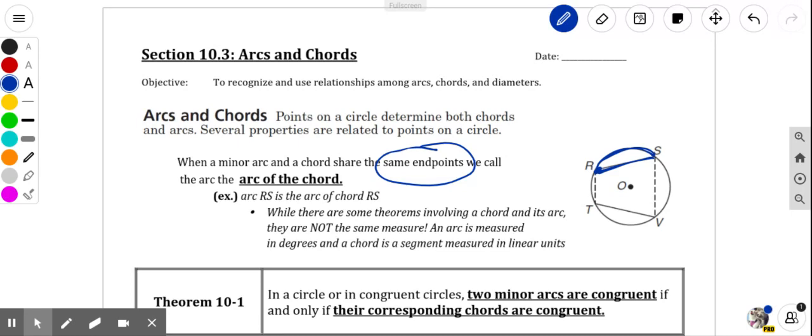They're not the same measure, which I explain in this little blurb right here. They're definitely not the same measure because this is a curve, usually measured in degrees, and this is a straight line. So they're never the same measure. But there are some relationships that happen when you have an arc and a chord with the same endpoints. So let's take a look at the first one.